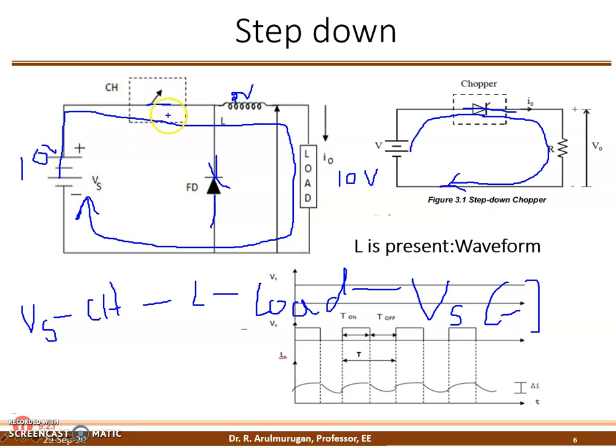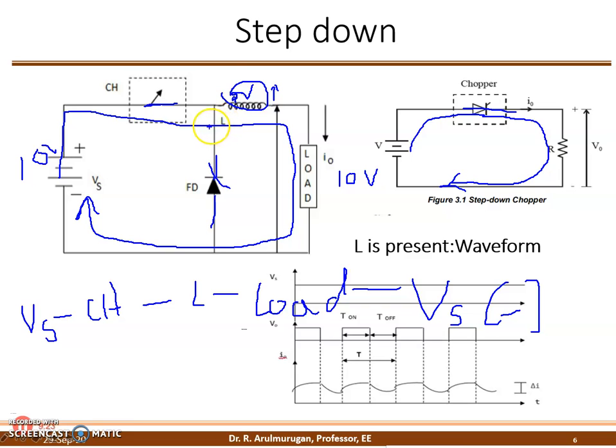Once again I will repeat. Mode 1 condition: switch is closed, diode is open. At any time either the switch is closed or the diode is closed, only one is closed. Now the switch is closed in mode 1, I apply the pulse, and the diode is open. So the source flows to the load, and in the meantime the inductance is getting charged and starts increasing its charge. If there is no inductance, no problem.